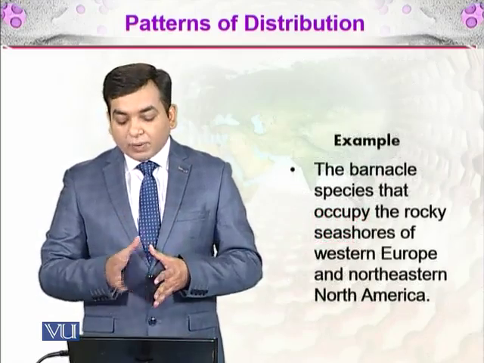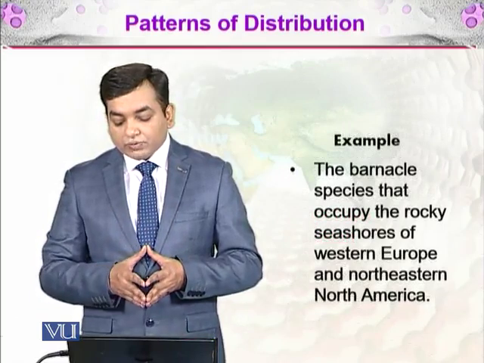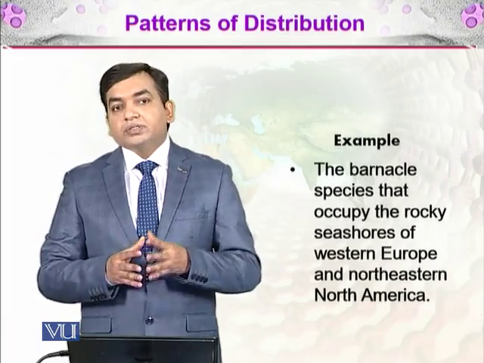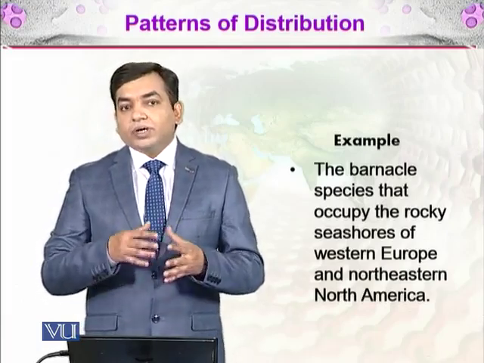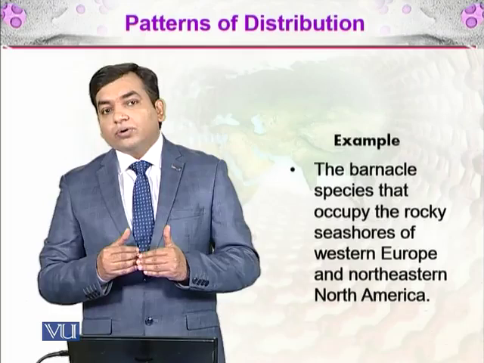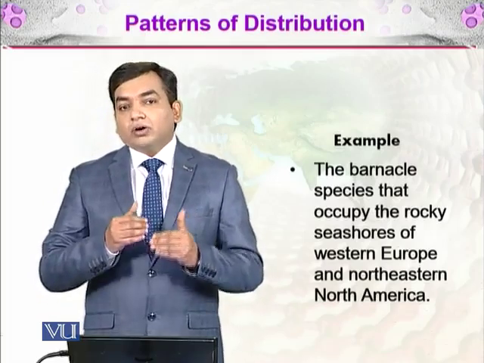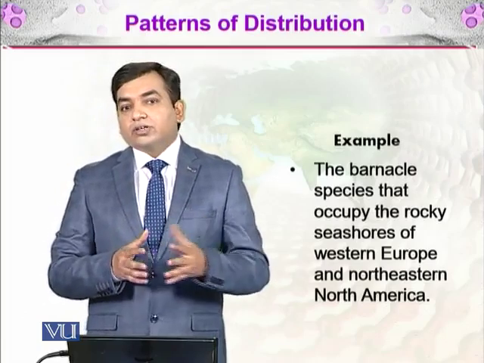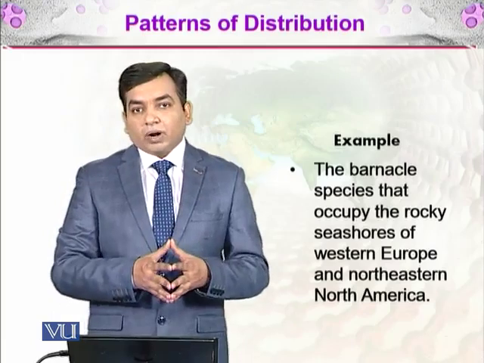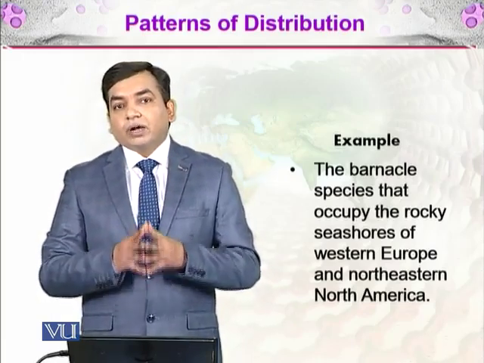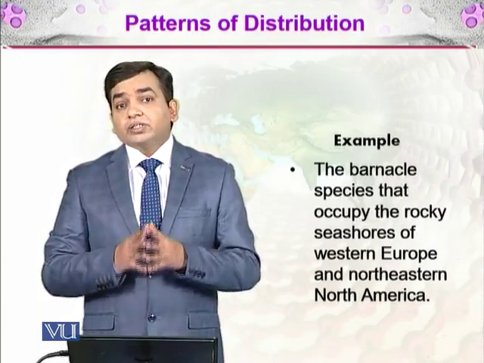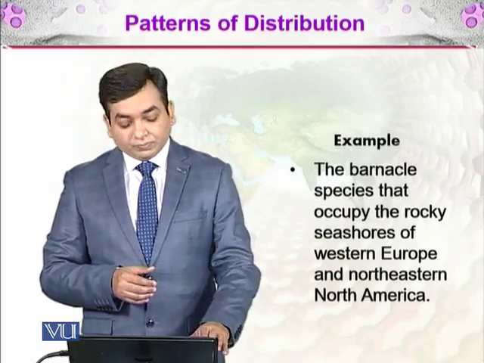So what are the examples? The barnacle species that occupy the rocky seashores of Western Europe and northeastern North America. There is a case study of these barnacles, in which one type of barnacle was in the low tide zone, while another was able to compete not only in the low tide but also in the high tide zones, and due to the competition, it excluded the first type of barnacle from that area completely, and now there is only one type of barnacle in that particular niche.